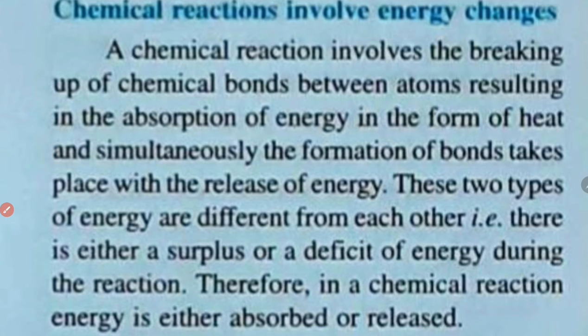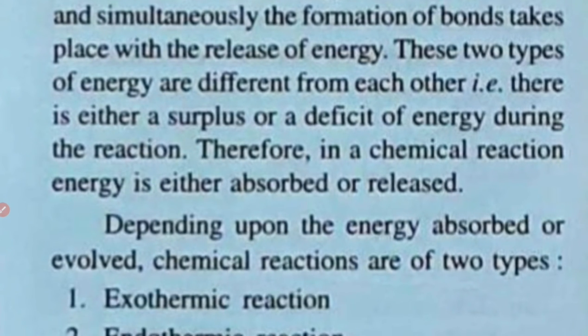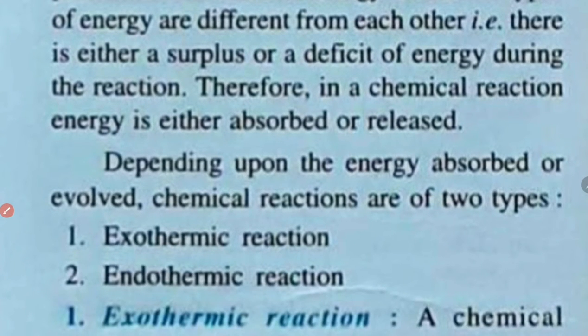I hope you have understood the first paragraph. So the first paragraph generally talks about the give and take of energy during the formation of the bonds or the breaking of the bonds. Now depending upon the energy absorbed or evolved, chemical reactions are of 2 types. The one which is known as exothermic reaction, right? The other one which is endothermic reaction. Endo means to take in, exo means to come out, right? Today we are discussing about exothermic reaction only. In the next video we shall discuss about endothermic as well. So let us start with the exothermic reaction.